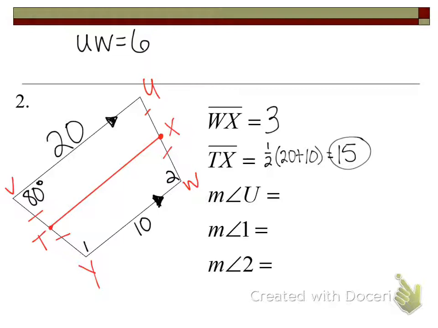Okay, so since it is an isosceles trapezoid, it has more properties. One of them is that the base angles are congruent. So angle U has to be what? 80. U and the 80 are on the same base, even though it's turned a little bit. We see that? The one that was marked with 80 degrees and the angle at U are on the same base, so they would have to be congruent.